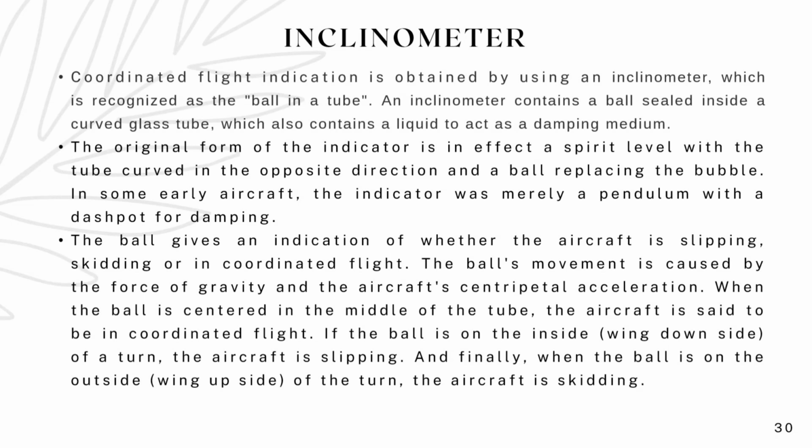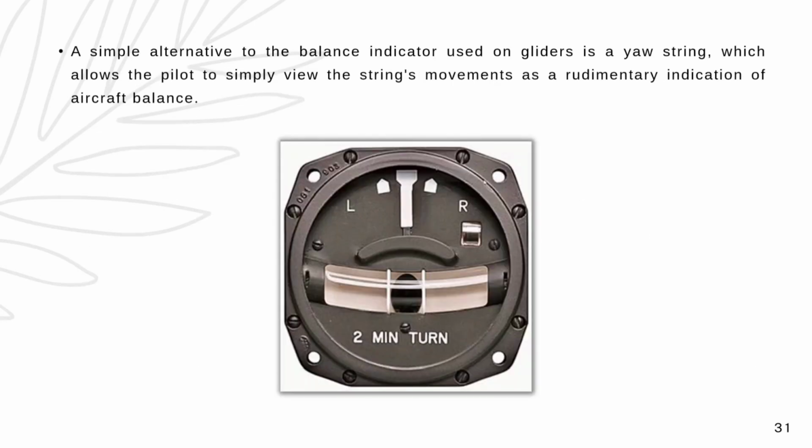The ball gives an indication of whether the aircraft is slipping, skidding, or in coordinated flight. The ball's movement is caused by the force of gravity and the aircraft's centripetal acceleration. When the ball is centered in the middle of the tube, the aircraft is said to be in coordinated flight. If the ball is on the inside, wing downside of the turn, the aircraft is slipping. And finally, when the ball is on the outside, wing upside of the turn, the aircraft is skidding.